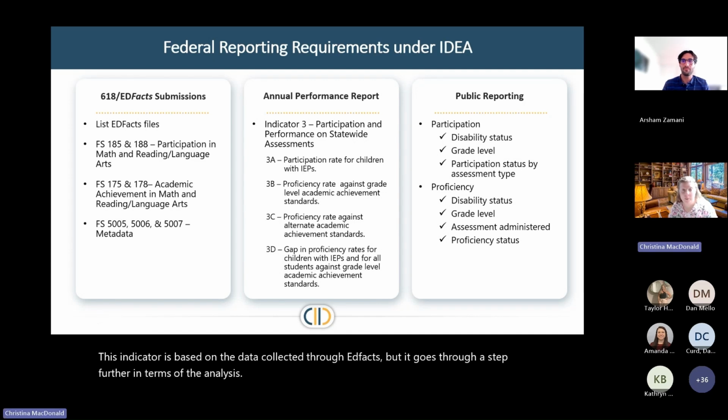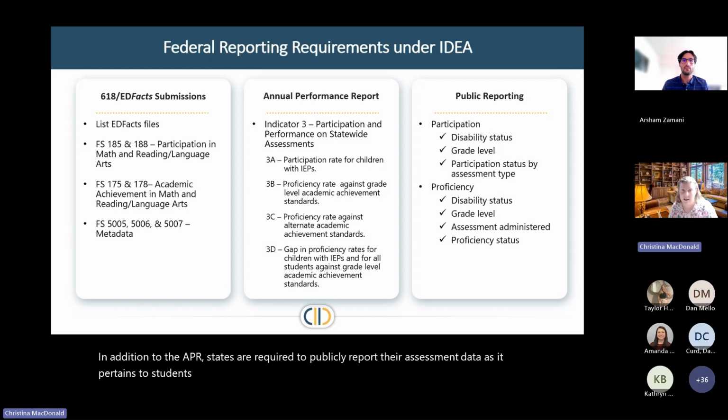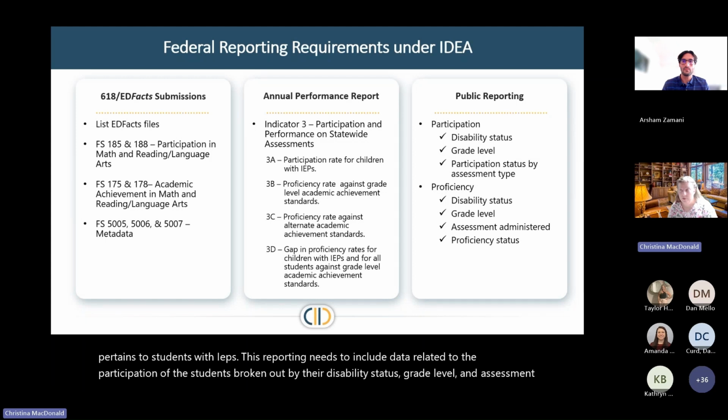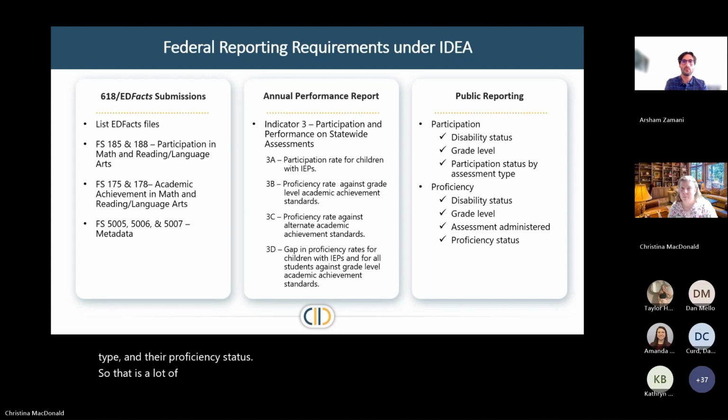In addition to the APR, states are required to publicly report their assessment data as it pertains to students with IEPs. This reporting needs to include data related to the participation of those students, broken out by their disability status, grade level, and assessment type, as well as their proficiency, again broken out by disability status, grade level, and assessment type. So that is a lot of reporting. What if I told you there's more?